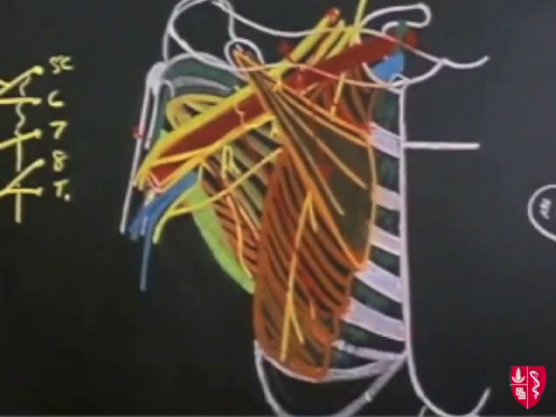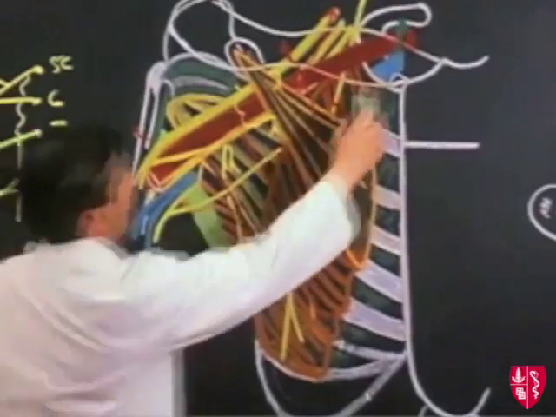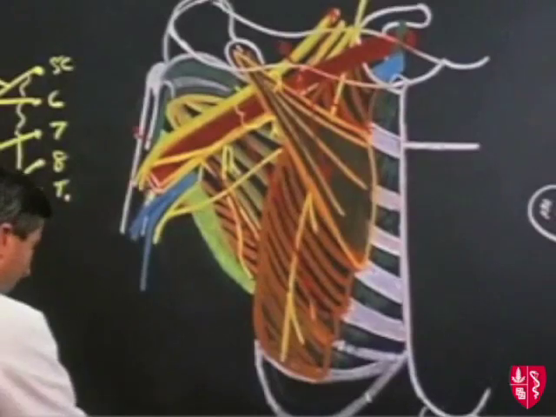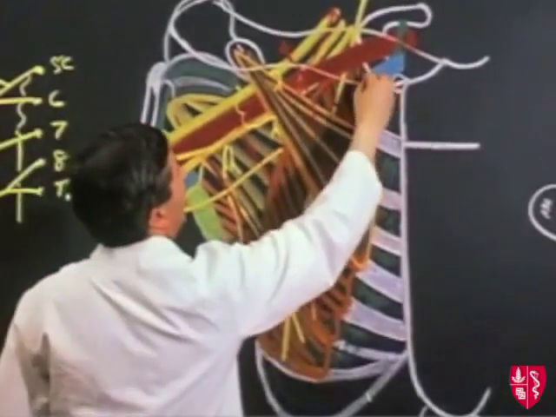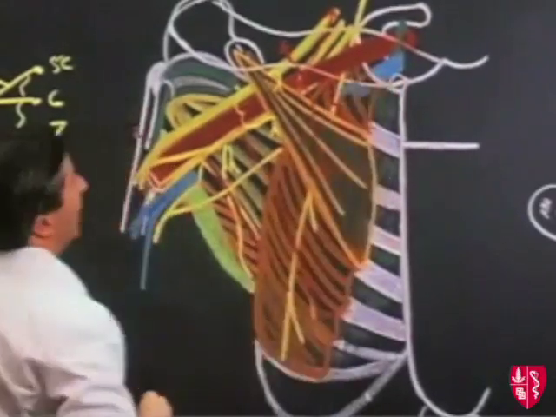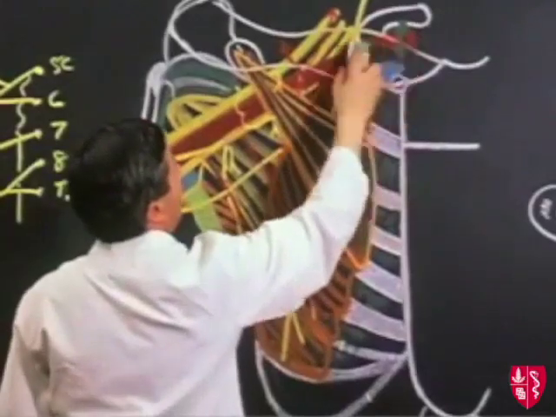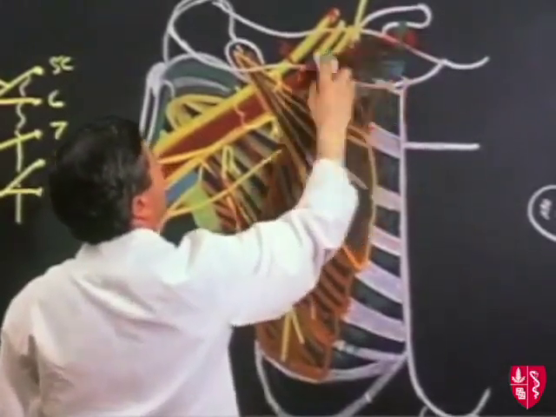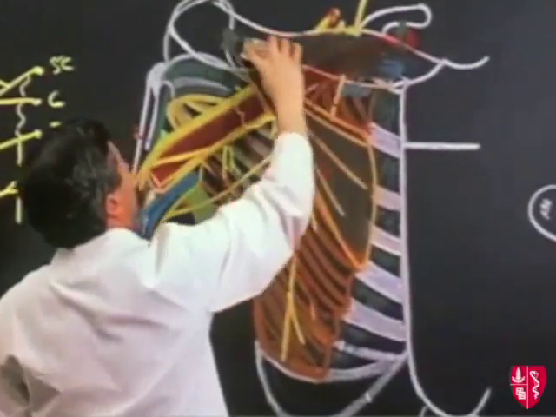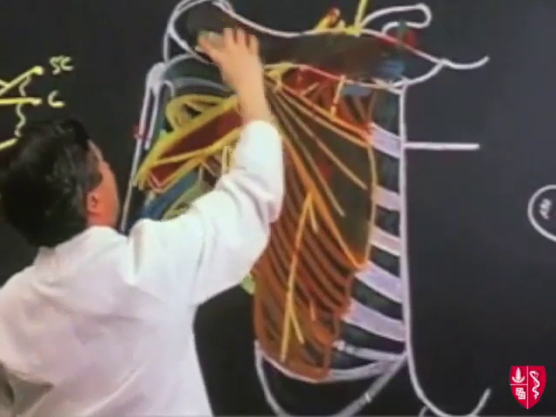And now we can erase the structures that lie posterior to the clavicle. We have, you notice, the axillary artery and the axillary vein, and we can just indicate the axillary vein is coming down here because we're going to put in its lower part in a moment. So we can erase here the axillary vein, the axillary artery, and the cords of the brachial plexus.